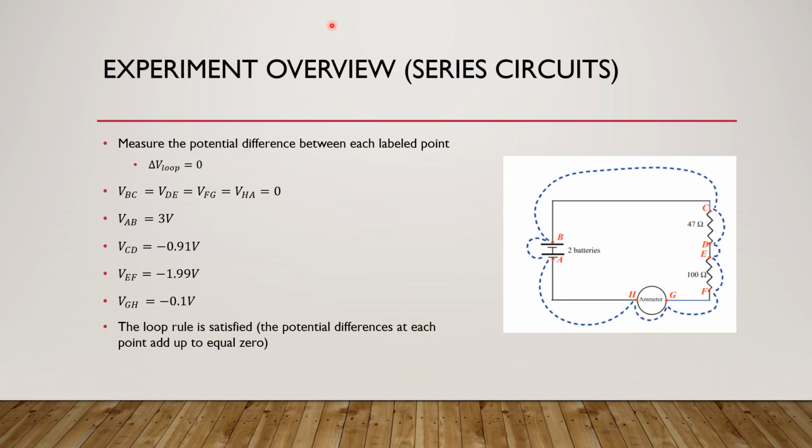For this section, we had to measure the potential difference between each labeled point in order to satisfy the loop rule. As you can see, these are the potential differences at each spot, and if you add all of them together, it equals zero, which means the loop rule is satisfied.